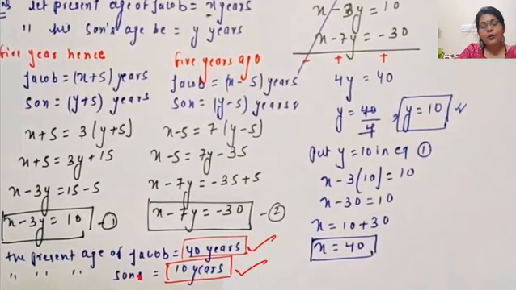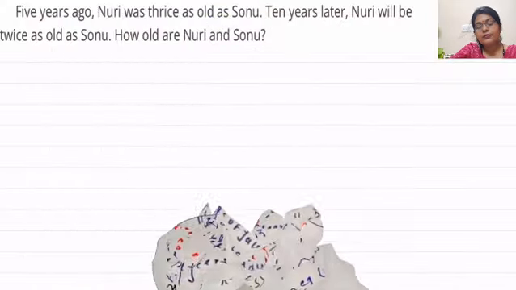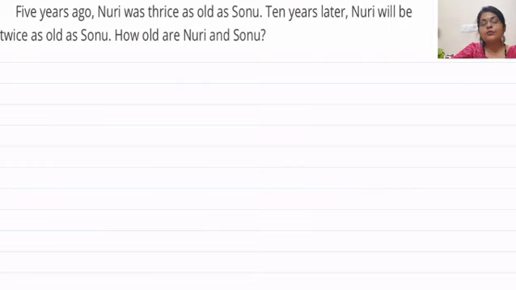I hope you have gone through it and you are now well acquainted with this type of question. Whenever any age problem comes to you, you will be very easily able to do the questions. So some more questions related to it. This is also a question related to your book.